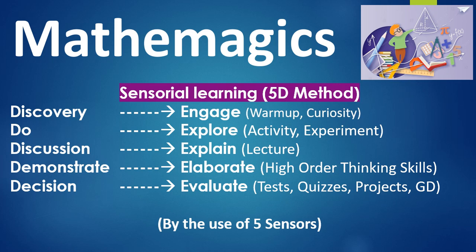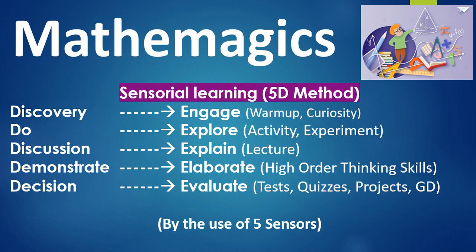Now the second thing is exploration. That was based on the activity or the experiment that I have given as "do", which means the student will do the work. Now the next thing is explanation. Obviously that is a lecture by the teacher, where we are given a topic regarding the discussion.